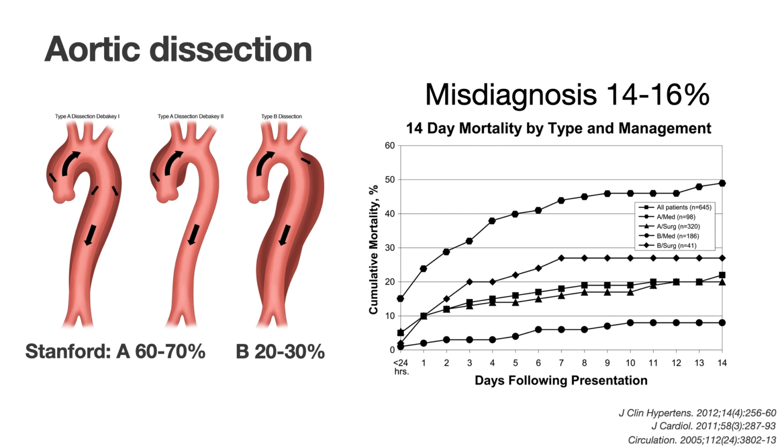Among acute aortic syndrome frequency, acute aortic dissection type A is the majority of cases. It's very difficult to diagnose. The misdiagnosis rate is around 14 to 16% from the clinical study. Data from the registry show that in the absence of immediate surgical repair, medical management alone is associated with a mortality of nearly 24% by 24 hours after presentation and 49% by 14 days.